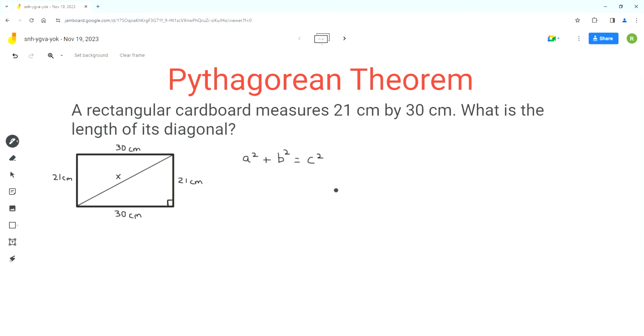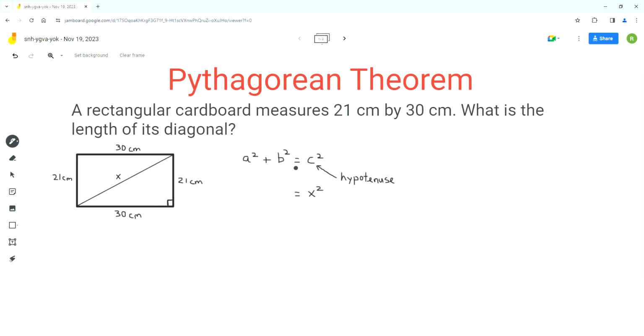Now in this equation, c always represents the length of the hypotenuse. And hypotenuse is always the longest side in the right angle triangle, or it is the side length that is opposite to the right angle. So in this case, side length x is opposite to the right angle. So in this case, c has to be the x value. So in the next step, we can replace c with x.